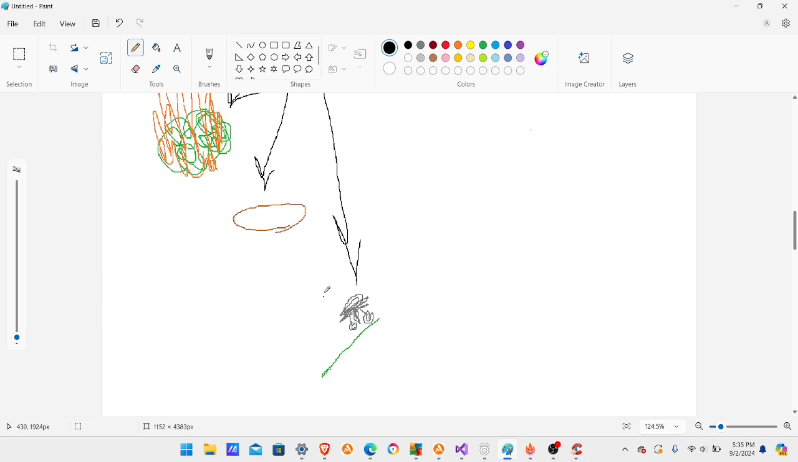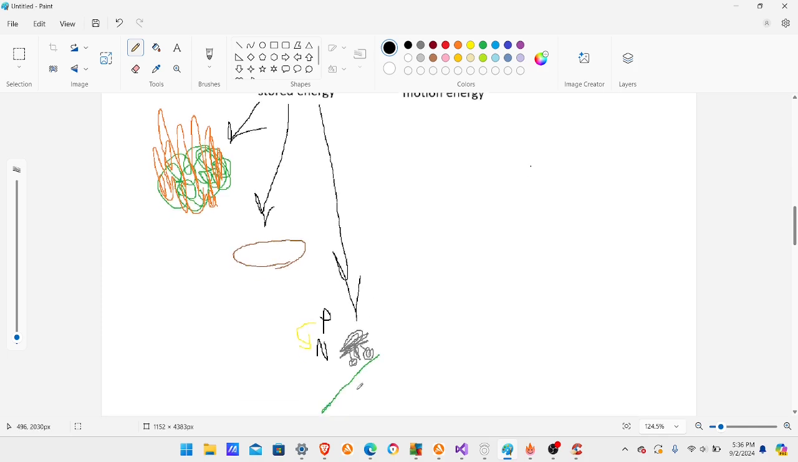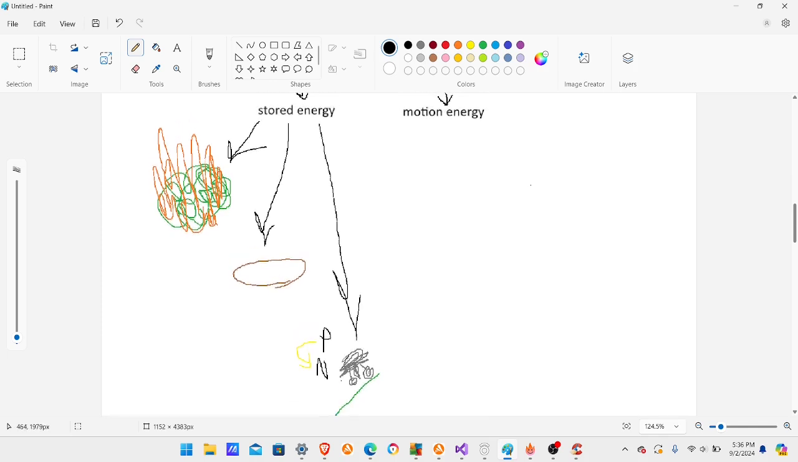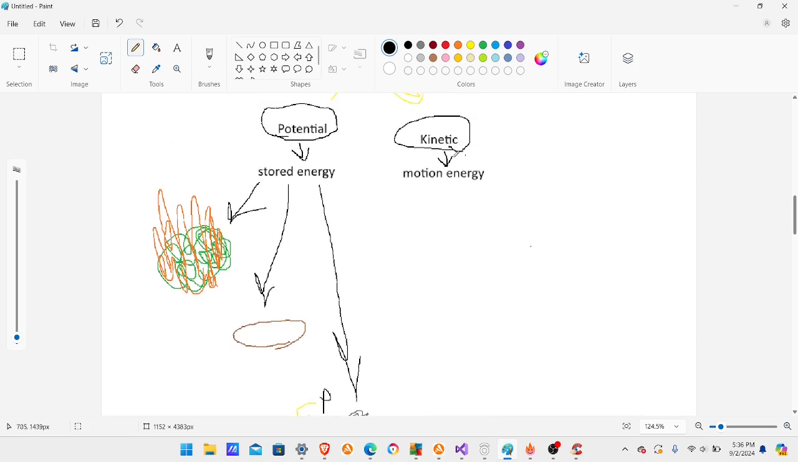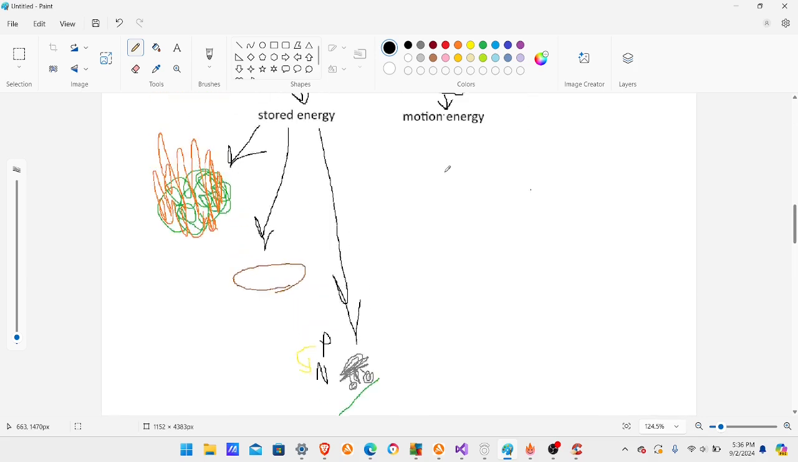So if we were to put this car into neutral, so it was in park, so it's staying at the top. If we were to put it in neutral, that potential energy, that gravitational energy, would be converted into motion energy, kinetic energy. So that would be an example of that.